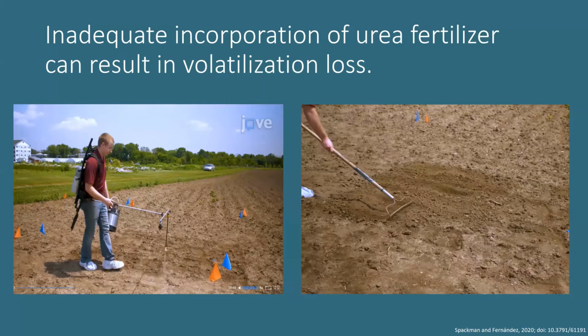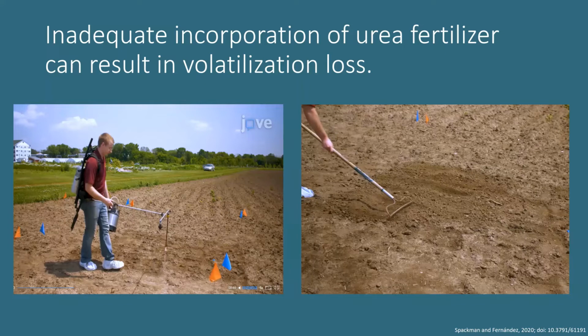At Clare City, it's likely that the low fertilizer-derived nitrogen recovery in the soil profile was due to volatilization loss. At all sites, urea fertilizer was evenly applied across the soil surface, and then at Clare City it was incorporated using a hand rake, as shown here, whereas at the other sites it was incorporated with water, using a 1/4 inch of water or more.